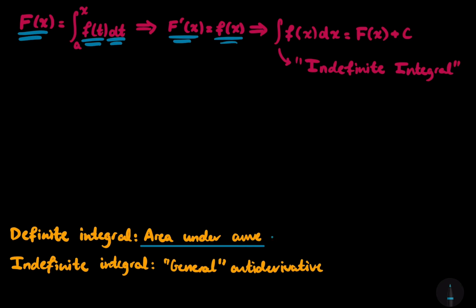If you actually evaluate this, then you should end up with some real number. We know that this is a real number because this is just an area under a curve, and so it can be any arbitrary real number.